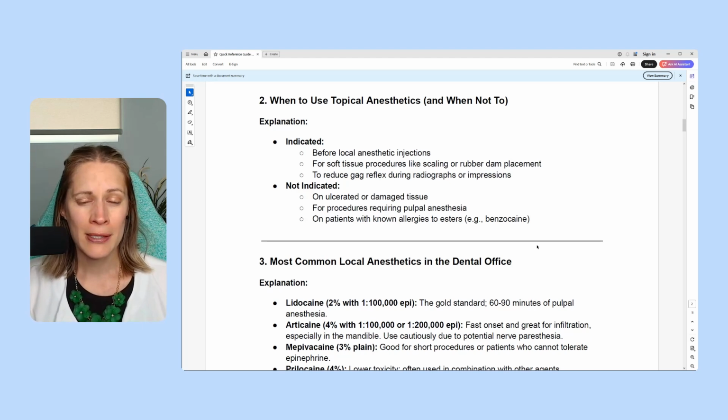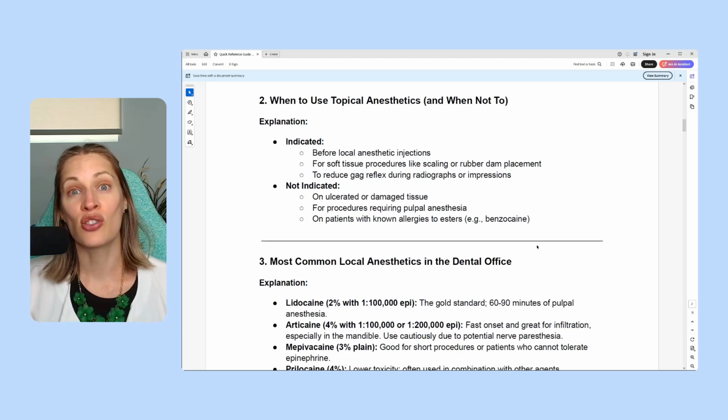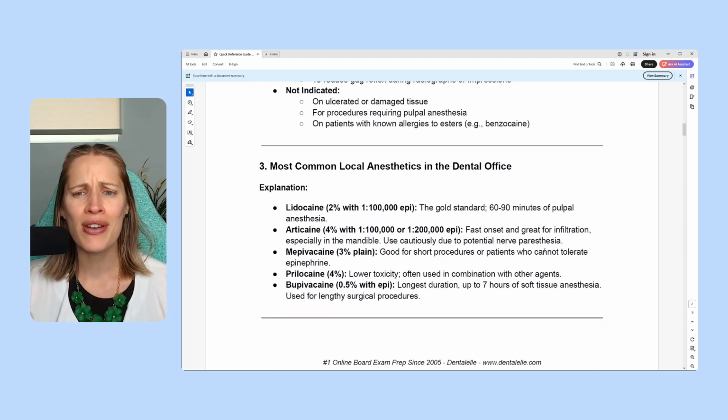It's more common, not common, but it could happen if somebody's allergic to a certain type of local, but topical is very, very rare. Now, number three here.